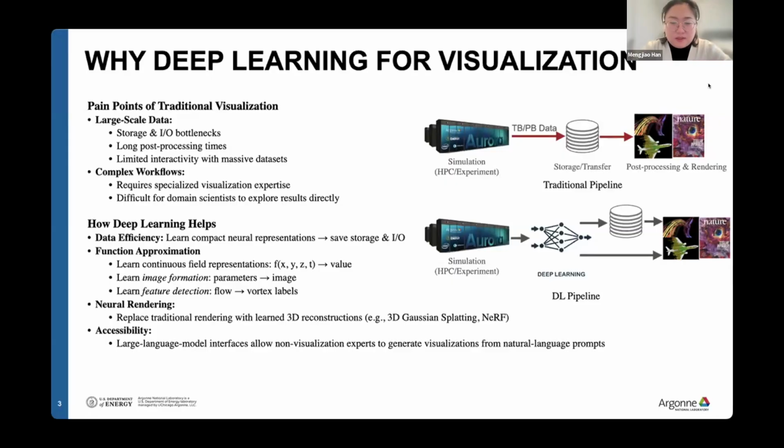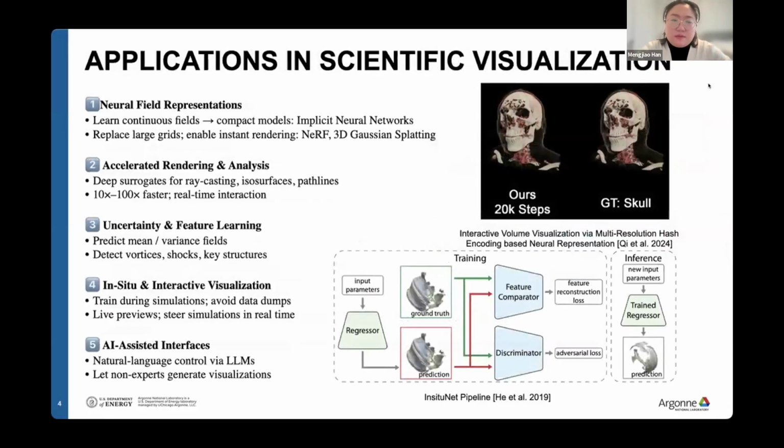And let's look at how it's being applied in scientific visualization specifically. Here are several key areas where deep learning is already making a big impact, including neural field representations, accelerated rendering, uncertainty and feature learning, in situ and interactive visualization, and AI assistant interfaces. Two concrete examples are shown in this slide.